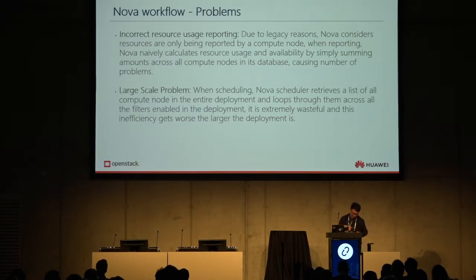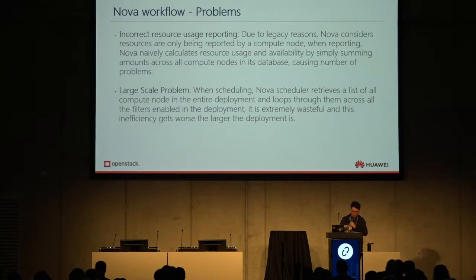Before placement came, the second problem was large scale placement. When scheduling, the Nova scheduler will retrieve a list of all compute nodes in the entire deployment, and it will loop through them across all filters enabled in the deployment. It is extremely wasteful, and its inefficiency gets worse with larger deployments.